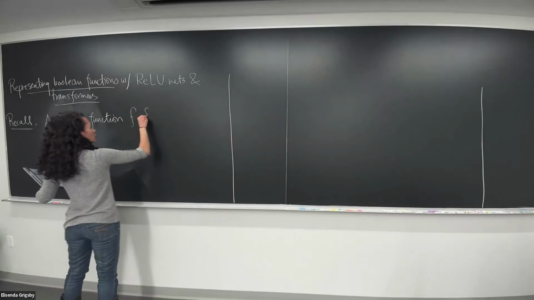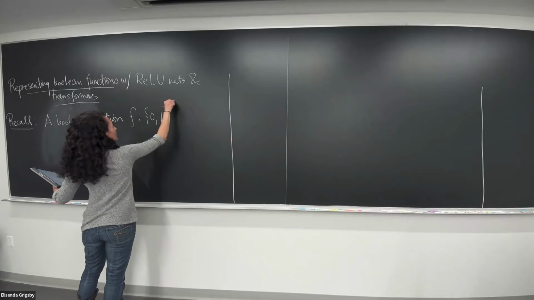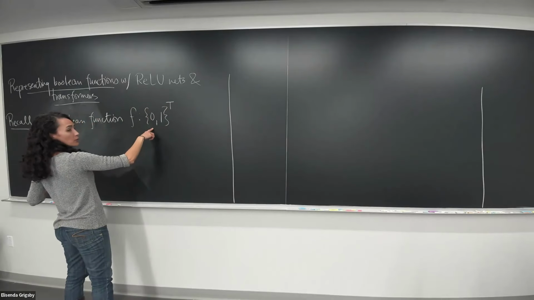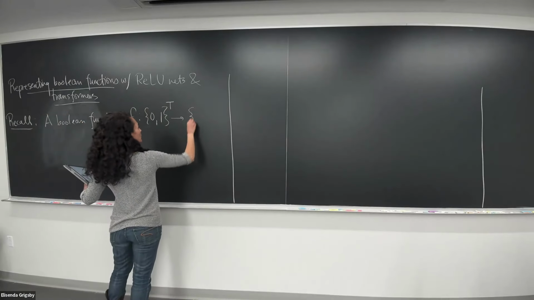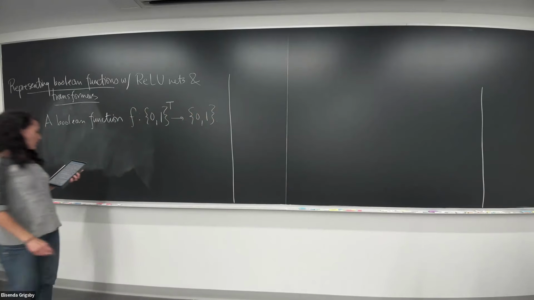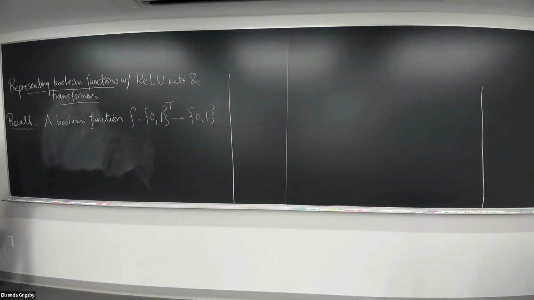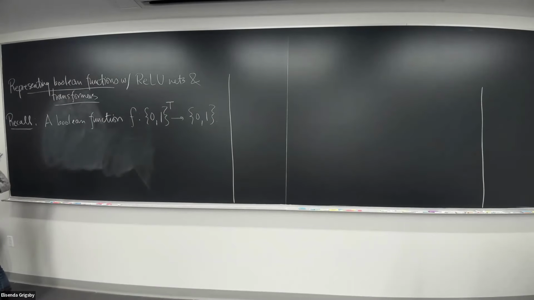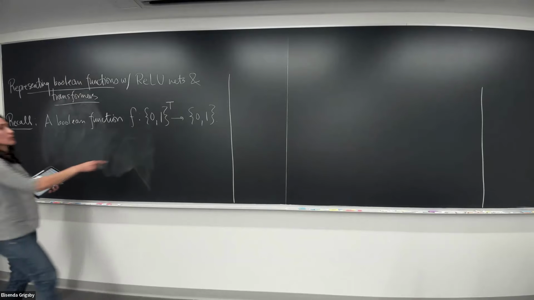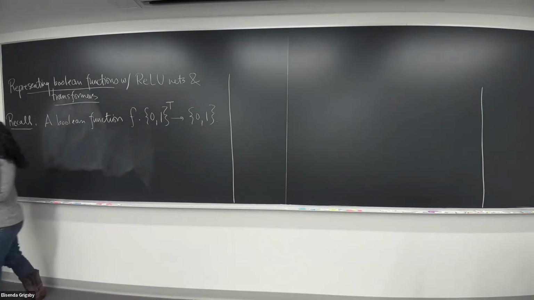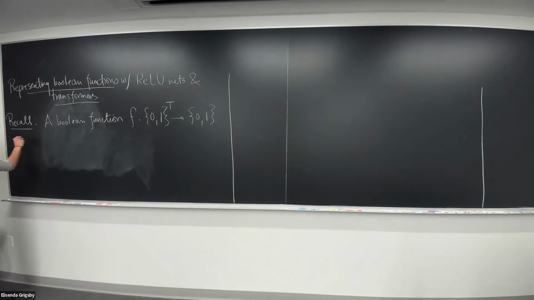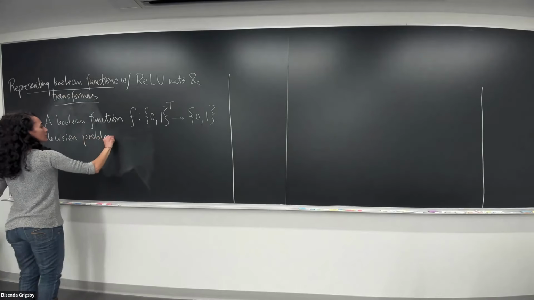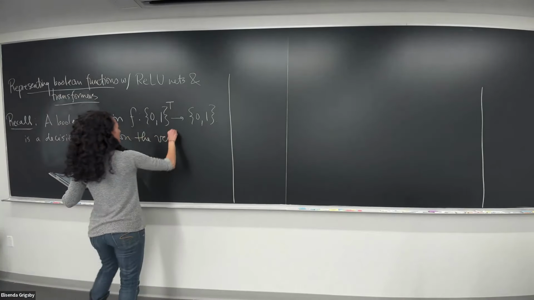So a Boolean function looks like a map from T-tuples of zeros and ones to 0, 1. And you can think of this as looking at the vertices of the unit cube in R^T and labeling them red or blue, depending on whether their output is 1 or 0. So a Boolean function, you should think of as a decision problem on the vertices of the unit cube.